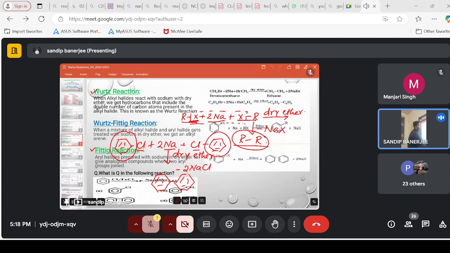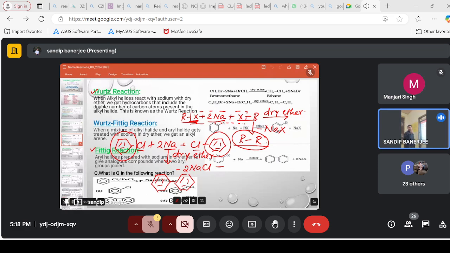And form a biphenyl system. When the starting material is an aryl halide, whether chlorobenzene, bromobenzene or iodobenzene, you will get biphenyl as the product in the Fittig reaction. So the Wurtz reaction is for purely alkyl halide systems, and the Fittig reaction is for purely aryl halide systems. Is it okay? Any confusion? Anyone, any student? You can raise your hand.